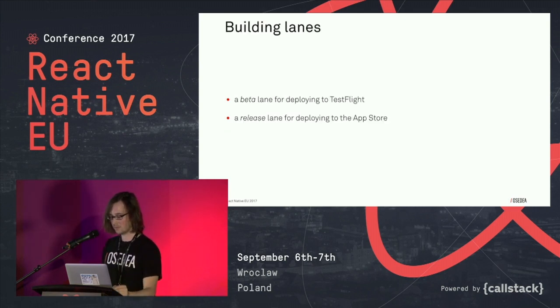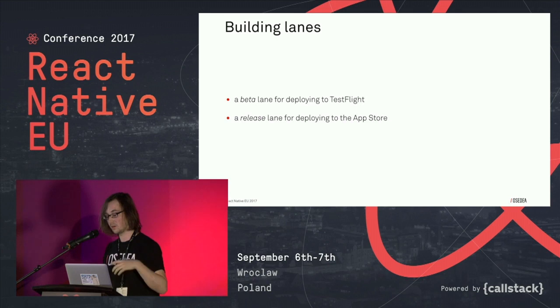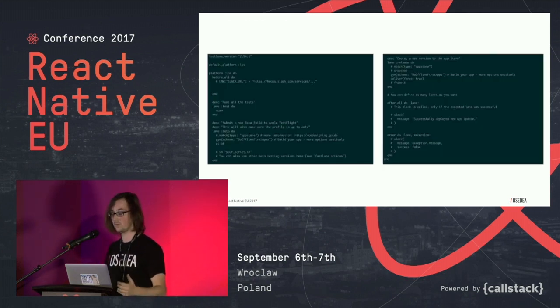So, building lanes. You can create as many lanes as you want in your Fastfile. On iOS, it's recommended to use beta for your Testflight lane. So when I'm going to deploy my application to Testflight, I'm going to create a Testflight lane. When I want to deploy to the App Store, I'm going to create a release lane. Here's an example of what it looks like.